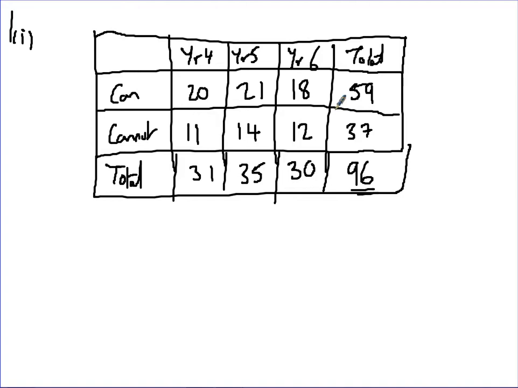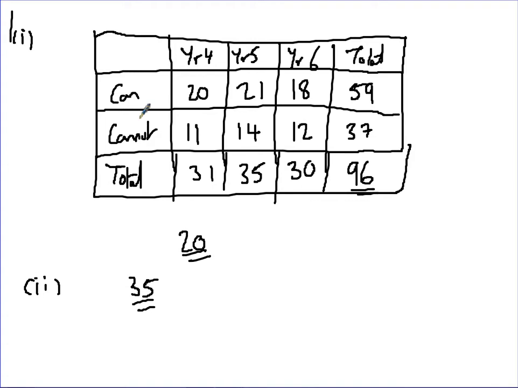And the question is, work out the number of children in year 4 who can swim. So year 4 who can swim will be 20. Part 2: work out the total number of children in year 5, so that's 35. And again, you can just write these things down then.